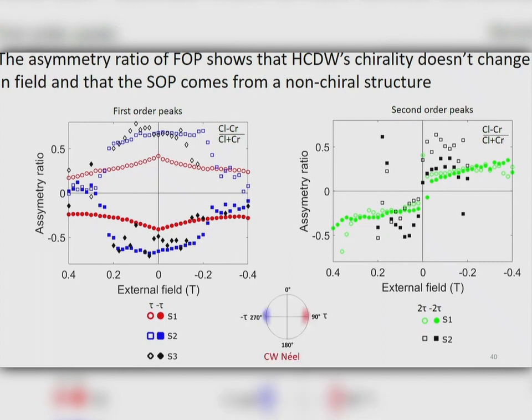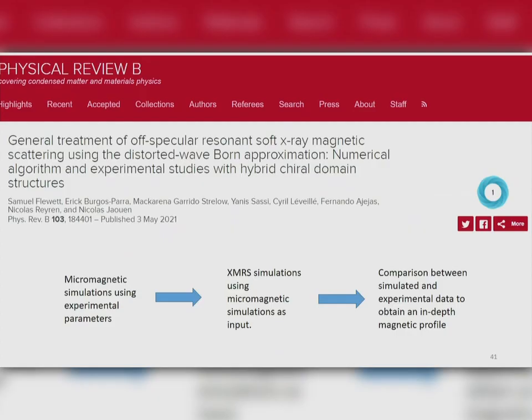Therefore, we have a clockwise Néel domain wall. But this one is not a chiral domain wall because the signs of the peaks are both the same. So it's like these two blue or these two red. So it doesn't have a chirality. So without imaging anything, we already have a lot of information about the sample and the in-depth magnetization of the sample.